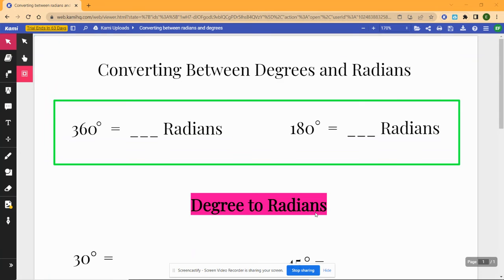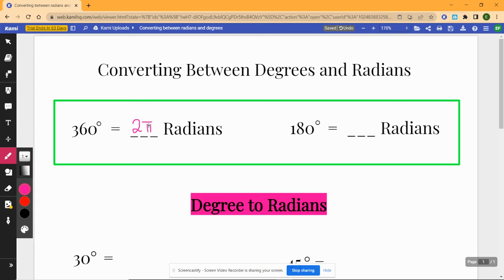Friends, today's video is about converting between degrees and radians. Let's start off with the definition of what a radian is. You can think about it like converting the temperature of degrees to Celsius and vice versa, except now we're talking about the angle measured in degrees and converting that into radian measures, which is also a way to measure angles. So 360 degrees by definition is equivalent to 2 pi radians.